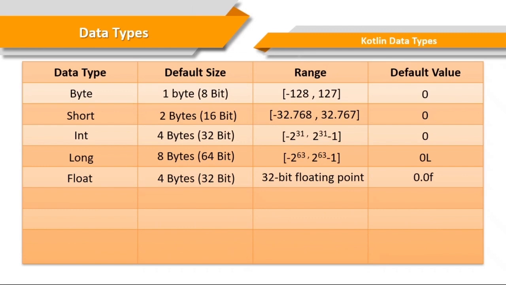Float data type is a single precision 32-bit floating point. So if you need to save memory in large arrays of floating point numbers, definitely use a float instead of a double. The double data type is a double precision 64-bit floating point.